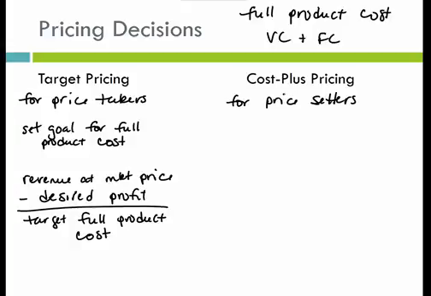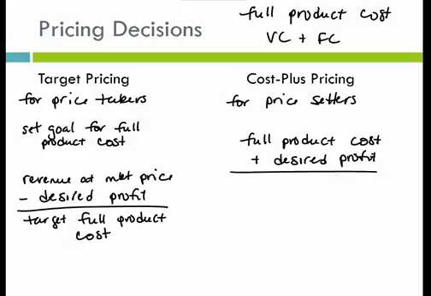For price setters, you take the full product cost. Here's how much it cost me to make my product. You add in the profit that you want to make, and that determines the price that you charge to customers. So the desired profit is kind of your markup, and then that determines the price that you charge to your customers. Okay, let's do a couple problems where we see these. I think I have one of each here.